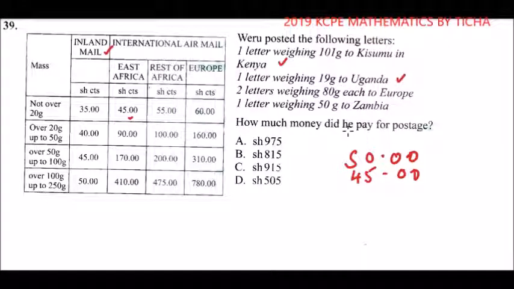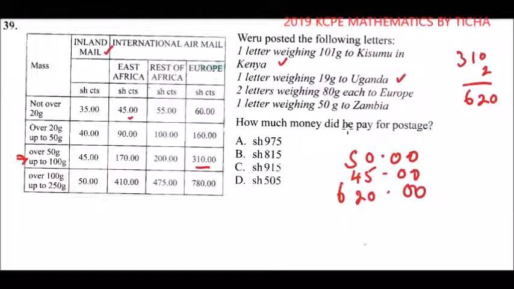Two letters weighing 80 grams each to Europe. So 80 grams lies in this category, and it is in Europe. So one letter will be 310. You multiply 310 by 2, you get 620. So you add here 620 shillings. And finally, so we are through with that.